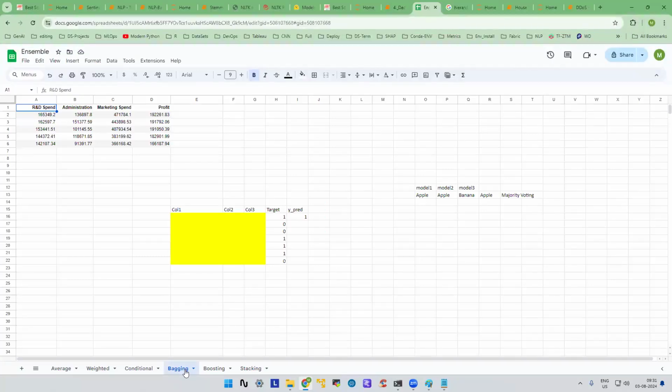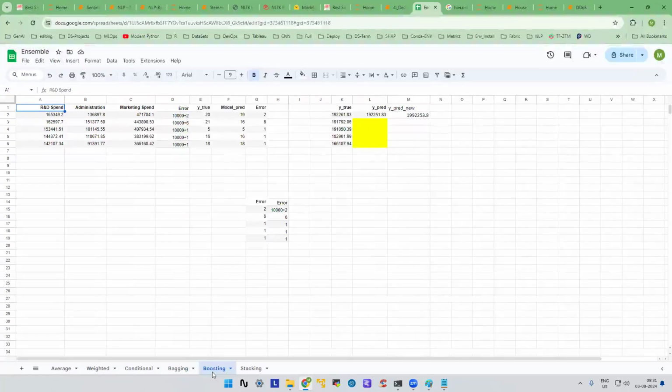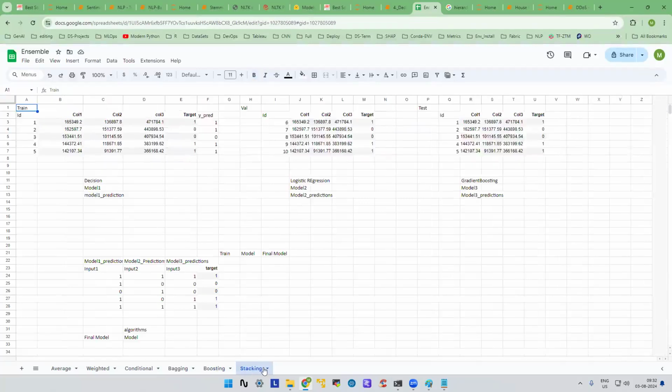Bagging is basically... See, this random forest is based on the bagging concept. Internally, it's going to implement the bagging idea. We do not do this manually, but I will explain with an example how it's going to work internally. Boosting, we know that algorithm, right? Gradient boosting. Stacking is more again manual, and these are more automatic.